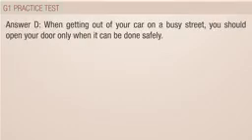Answer D. When getting out of your car on a busy street, you should open your door only when it can be done safely.